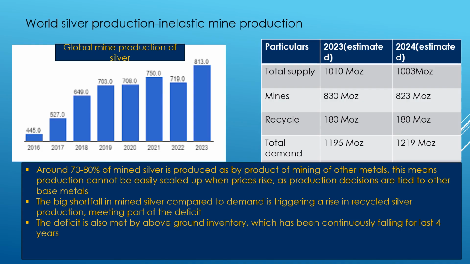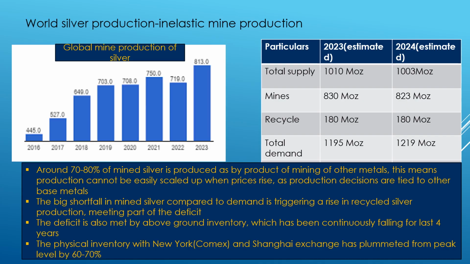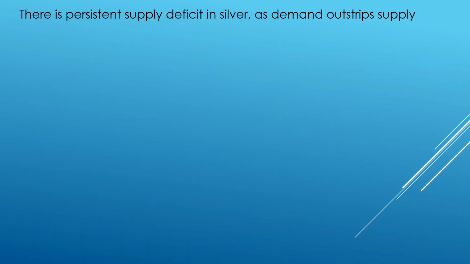The deficit is also met by the above ground inventory, which has been continuously falling for the last 4 years. The physical inventory with the New York COMEX and Shanghai Exchange has plummeted from the peak levels by 60 to 70%. Now, there is a persistent supply deficit in silver as demand outstrips supply.